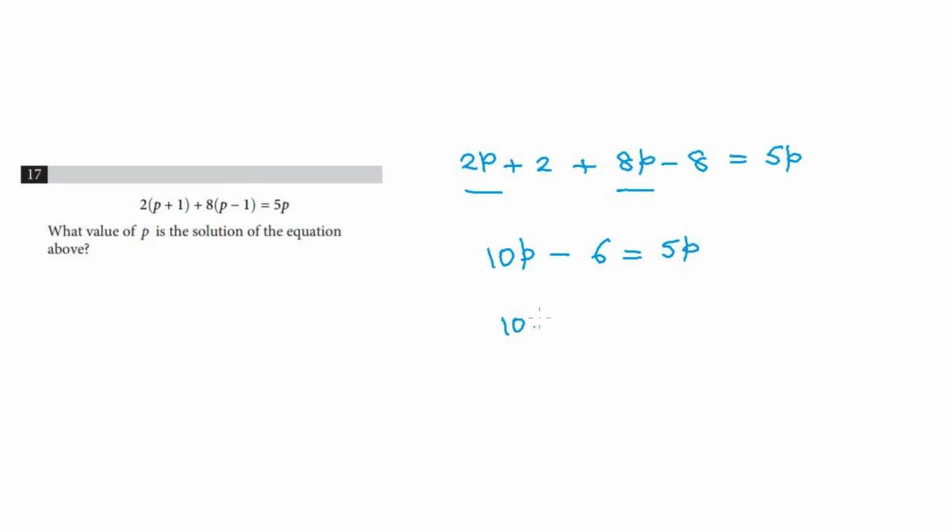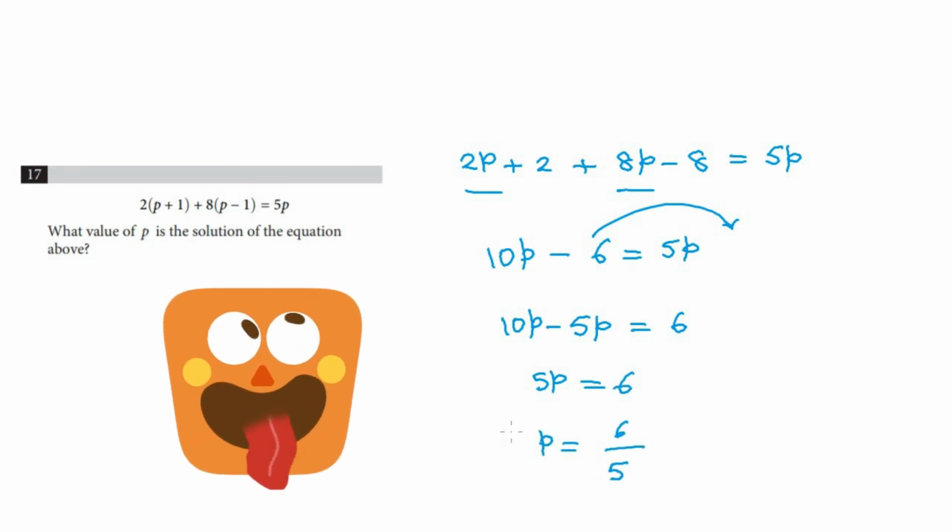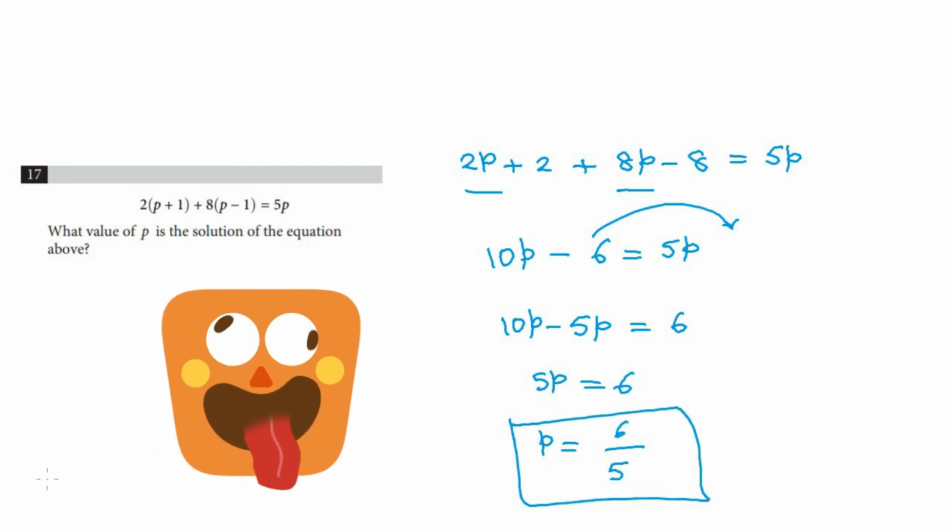Now we subtract 5p from both sides and we move 6 over to the right side. So we get 10p minus 5p equals 6, or 5p equals 6. That means p equals 6 divided by 5. This is the solution.